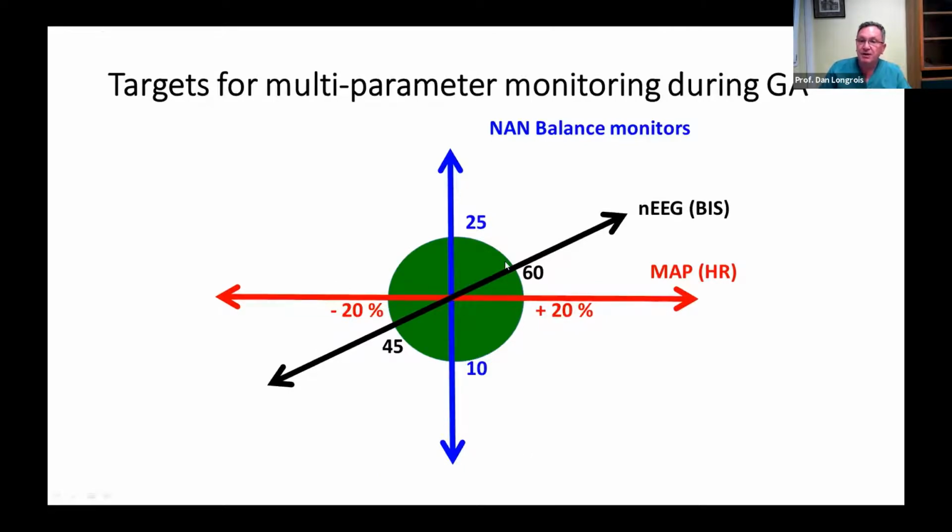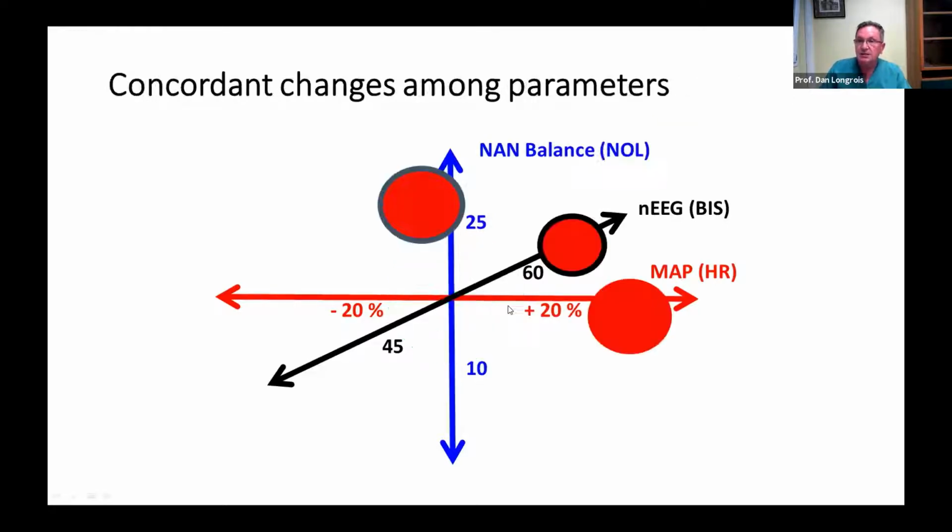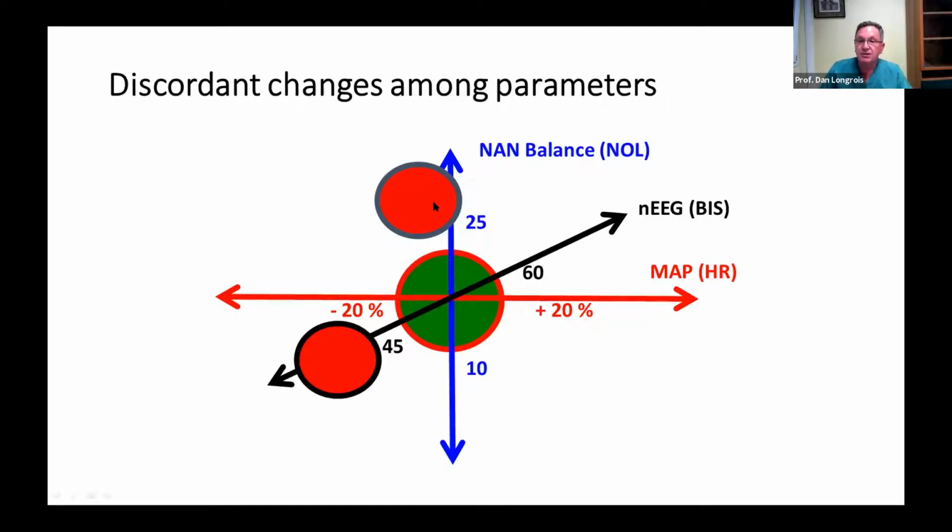So if you put the numerical values, we said NOL should stay between 10 and 25, the BIS should stay between 45 and 60, and the MAP and heart rate should not go beyond plus or minus 20% changes. So there are clearly situations where they all go in the same direction. This exists, there's absolutely no doubt. And it is my impression, but I don't have the data, that this occurs mainly during the induction and the incision phase.